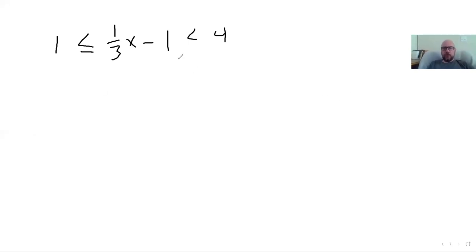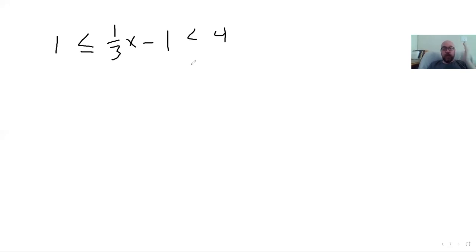So here, I have a 3-piece inequality. This is saying not just that 1/3 x minus 1 is less than 4, or that it's greater than or equal to 1, it's saying that both of those are true at the same time, or 1/3 x minus 1 is between 1 and 4.